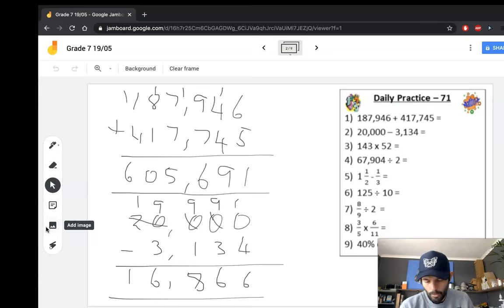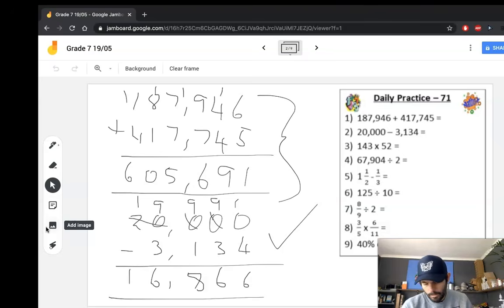So for the first question, I would have said 605,691 minus 417,745, and that would have given me 187,946. So that's one check. And for the question at the bottom, I would have done the inverse and said 16,866 plus 3,134. Does it give me 20? Indeed it does. So therefore I know that I must be correct.